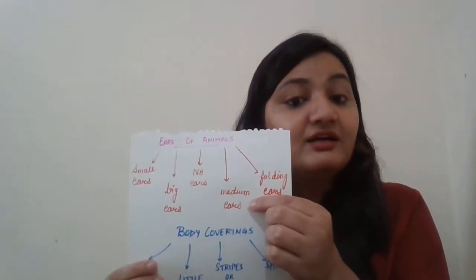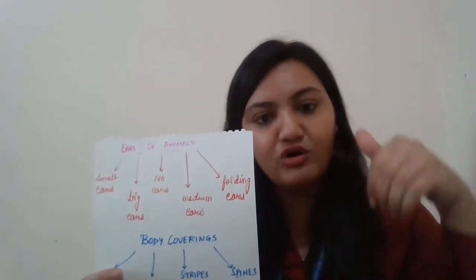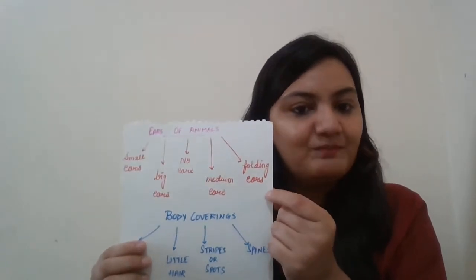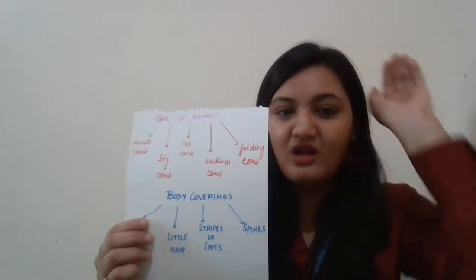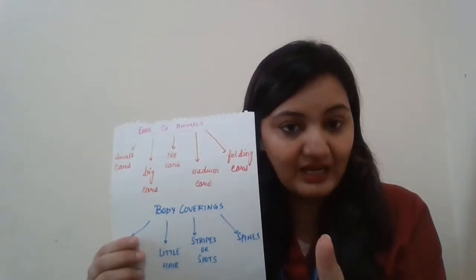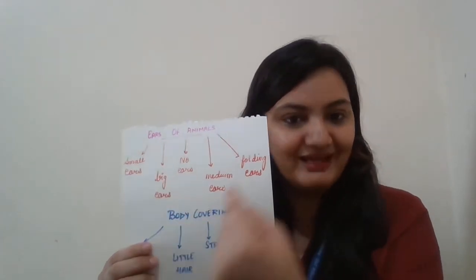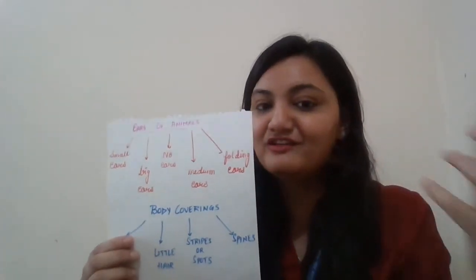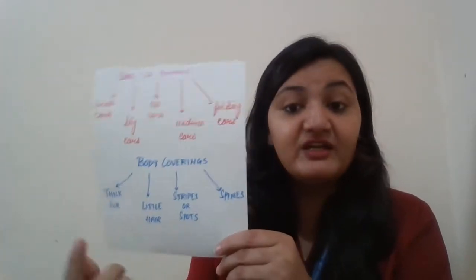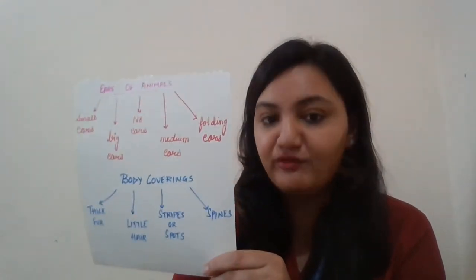Then there are the medium ears, some kind of ears which are neither too big nor too small, and then there are folding ears. I'm giving you an example of that also. A rabbit always has folded ears like this, right? So your task is to find out examples of all these types of animals having different types of ears.